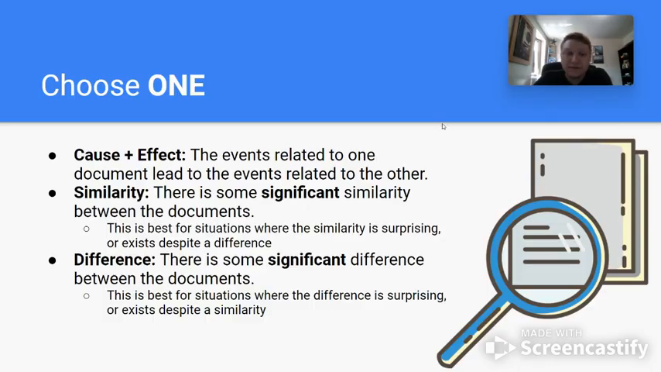If you're going to go with cause and effect, right, that's just whenever the events in one lead to the events in another. But when it comes to similarity, right, we need to be specific about the similarity. It needs to be something significant, something important. It shouldn't just be, these 2 documents are from the same time period, right? Or these documents are about the same thing. Obviously, there's going to be similarities no matter what. Same with differences. It should be an important difference. Technically, any 2 documents are different from each other, right? But the difference should be significant enough that you can write a paragraph on it.